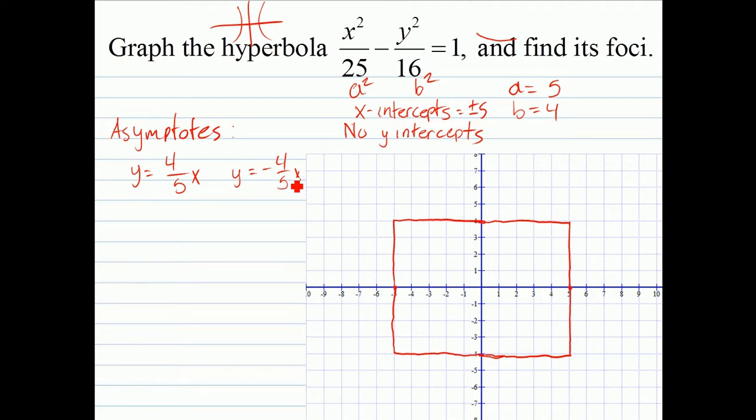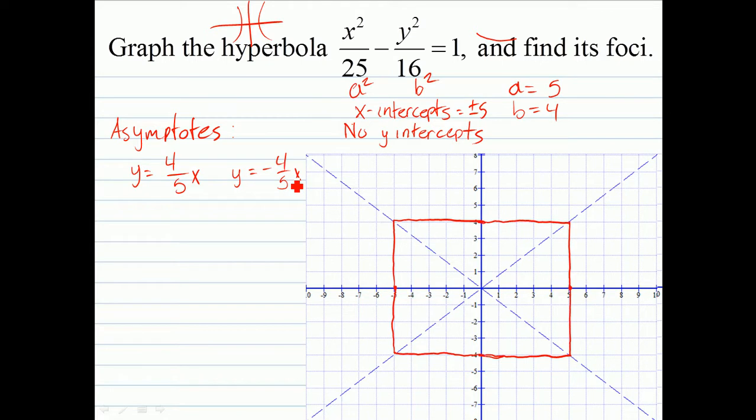And what you'll notice is that when you draw those asymptotes as dotted lines, you'll see that they pass right through the corners of the no man's land box and right through the center. So those are the two lines that are drawn.